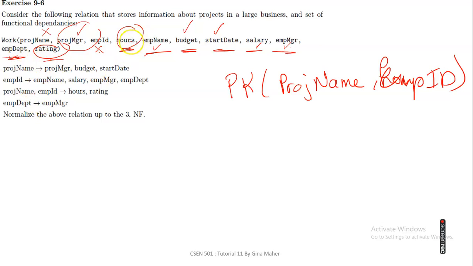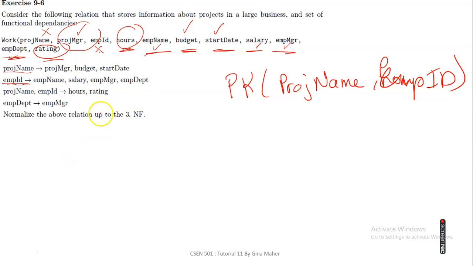Is any one of them dependent on a subset? Actually, yes. Because the name, the salary, the manager, the department are dependent on a subset, which is the employee ID. And also here, the manager, budget, start date depend on a subset, which is the project name. So this one is not in the second normal form.